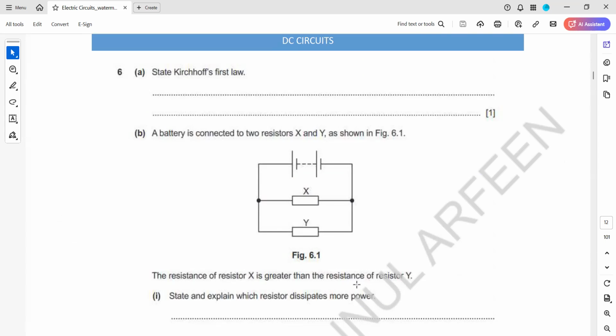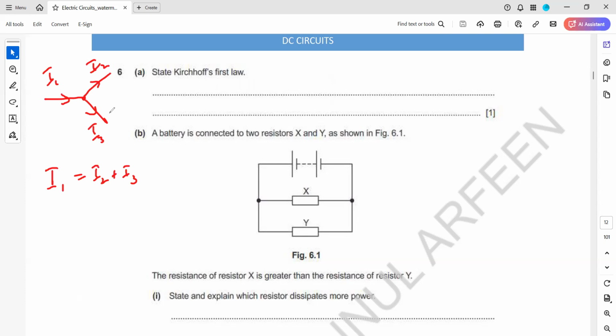Next is state Kirchhoff's first law. What is the statement of Kirchhoff's first law? Kirchhoff's first law states that at any point of an electrical circuit, the total current entering is always equal to the current leaving. So how much current enters at any point of a circuit, the same amount of current will leave. That's Kirchhoff's first law. So if we have I1, I2, and I3, according to Kirchhoff's first law, I1 is equal to I2 plus I3.